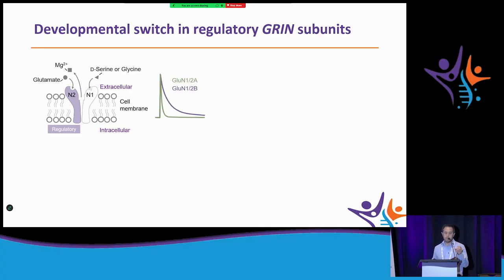Those regulatory subunits can tune the NMDA receptor properties. In particular, I'm going to focus a lot more on the deactivation kinetics of the receptor. I'm showing two NMDA receptor subunit types here, GLUN1 with 2A in a diheteromer, and a diheteromer of GLUN1 with 2B. You can see that the receptors with the 2B can stay open a lot longer than the receptors with the GLUN2A.